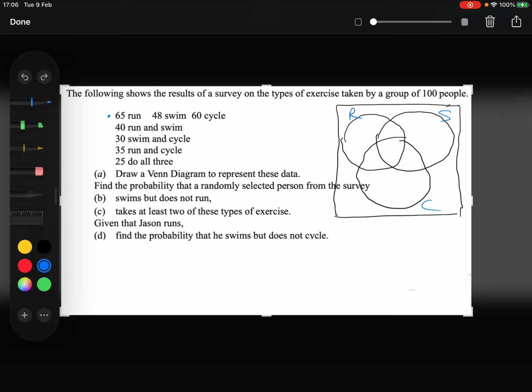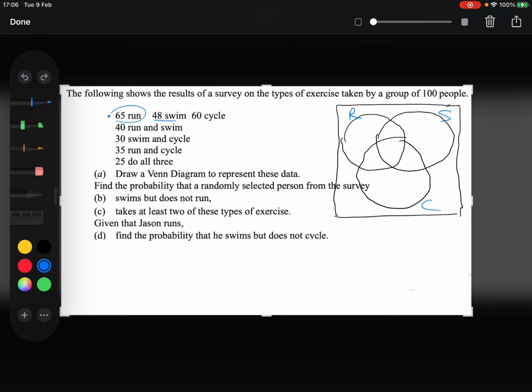The 65 people who run includes some of the 48 people who swim. And it also includes some of those 60 people that cycle. So there is an overlap here. The 65 people that run should actually be this whole circle.